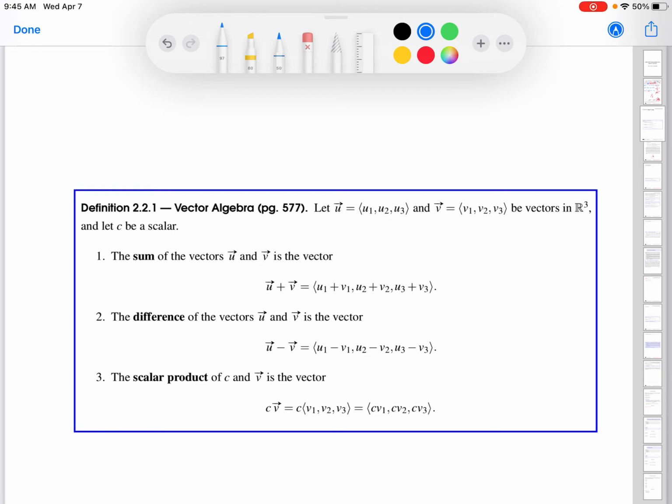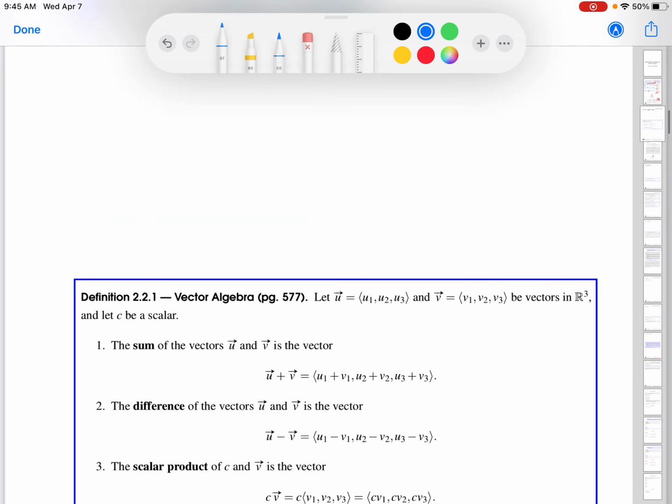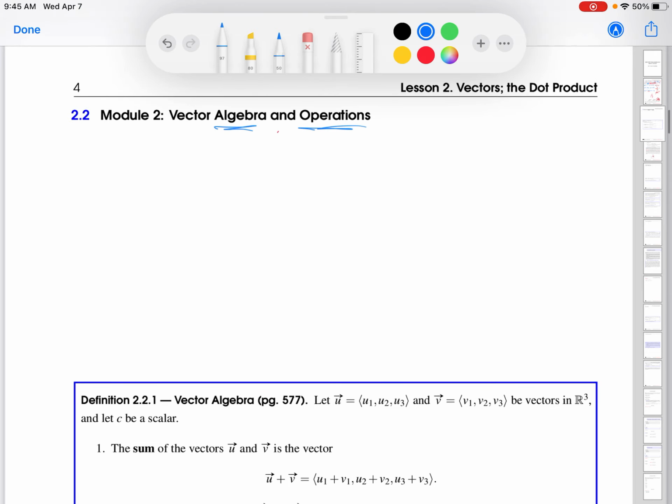Let me illustrate visually what this implies about how you add vectors. So I'm going to do it in the plane because it's a little easier to illustrate that way rather than going to R3 where it's harder to draw things. So suppose I have a vector u that looks like this, and then I have a vector v that might look like that.